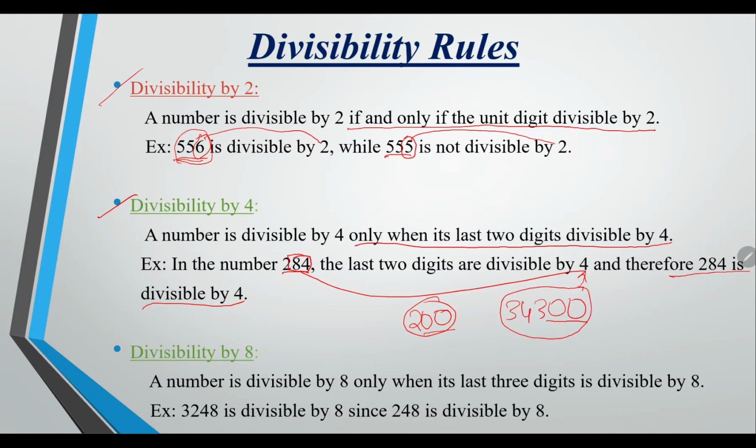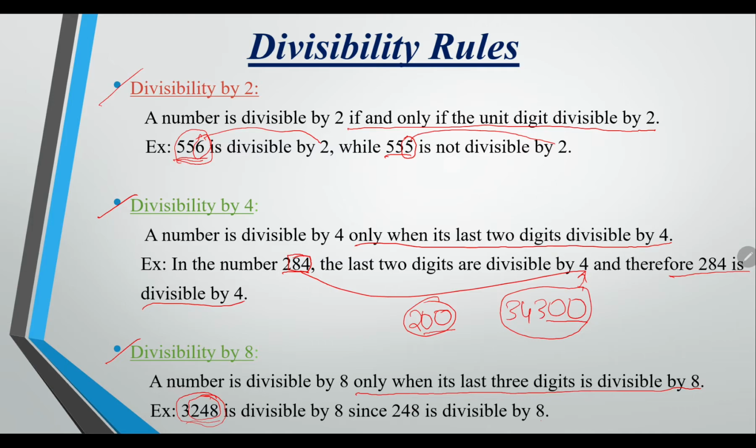And next, divisibility rule of 8. A number is divisible by 8 only when its last three digits are divisible by 8. For example, the number 3248 is divisible by 8 since 248, which are the last three digits of the number, is divisible by 8, and therefore 3248 is divisible by 8.